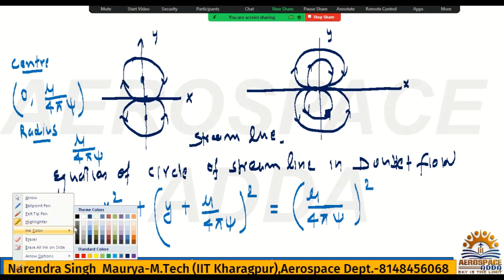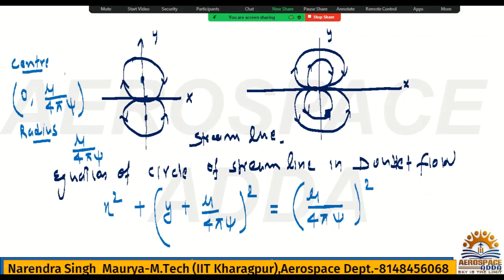Once doublet flow is formed, streamline will definitely give the circle like this. So this equation I am giving, derivation is not important. You have to remember this. Okay. So center for this circle which is forming in doublet flow will be 0 comma mu upon 4 pi psi. What is mu? Strength of doublet. What is psi? It is stream function. Radius is mu upon 4 pi psi. All right.